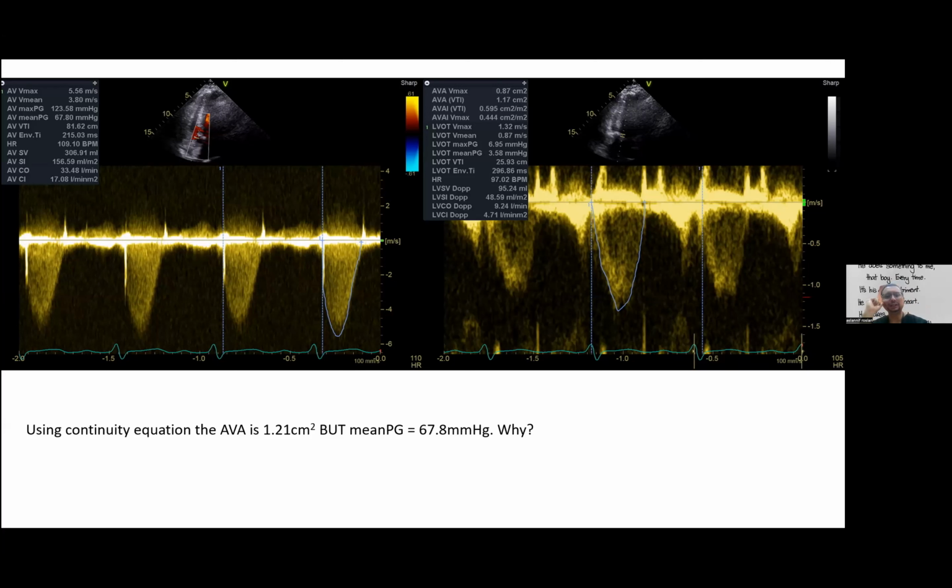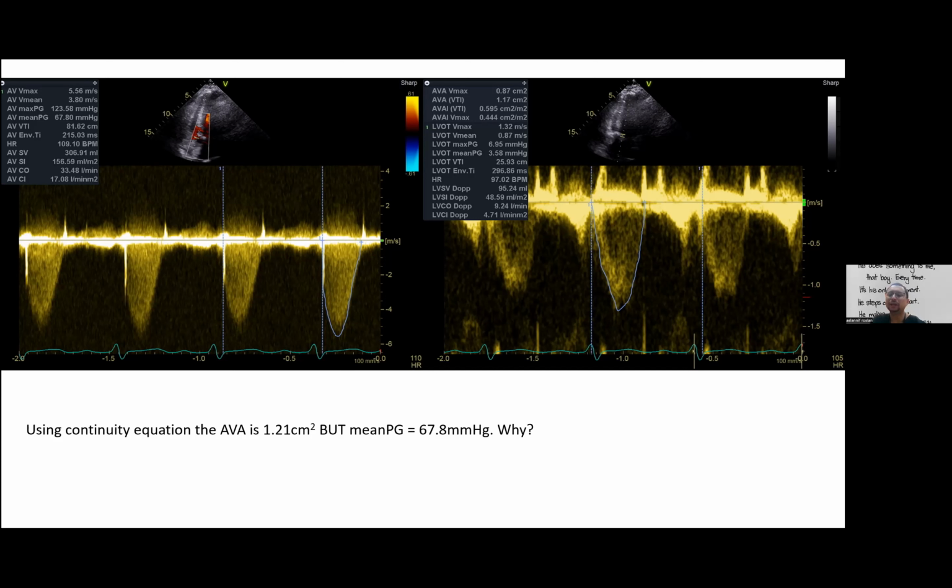I say that because in this case, the entity is rarer. We use a continuity equation, which is based on the principle that whatever goes into the aortic valve, into the LVOT, is the same that goes out through the aortic valve. So we can calculate the aortic valve area, in this case 1.21 centimeter squared. So the aortic valve area is not severe; it's more than 1. But when we look at the continuous wave Doppler across the aortic valve, we see a mean gradient that is more than 40, which is 67.8 millimeter mercury.